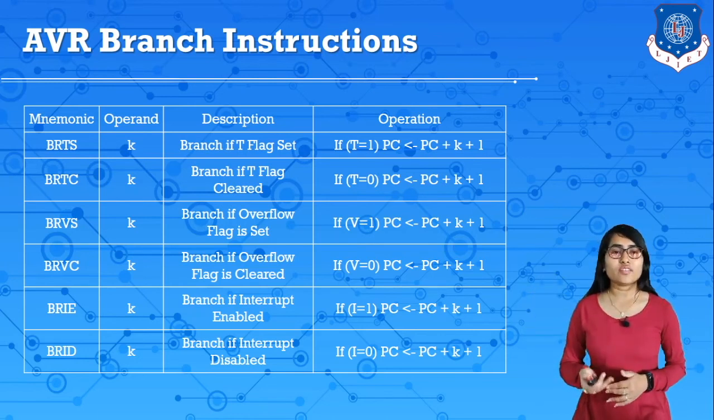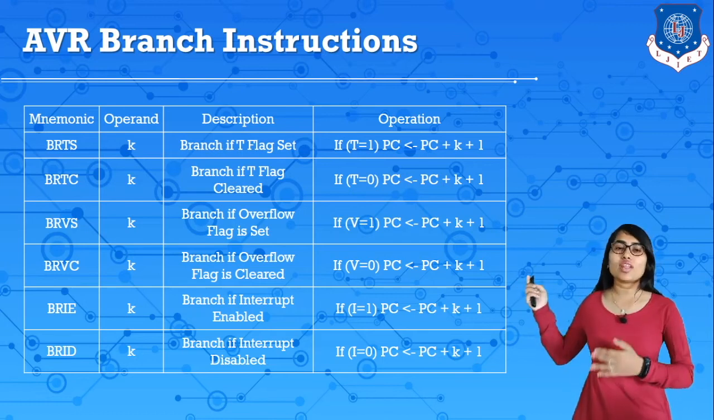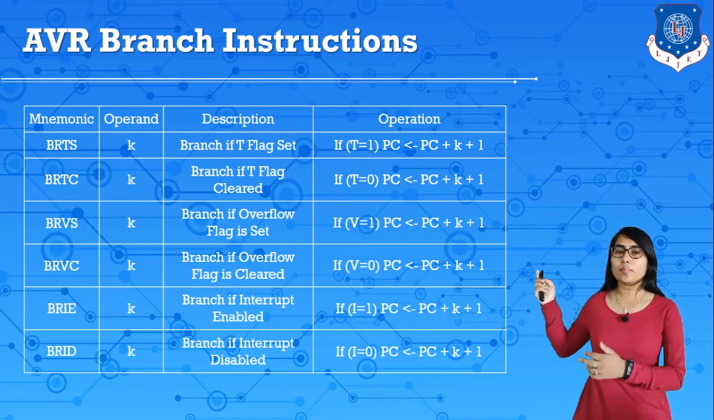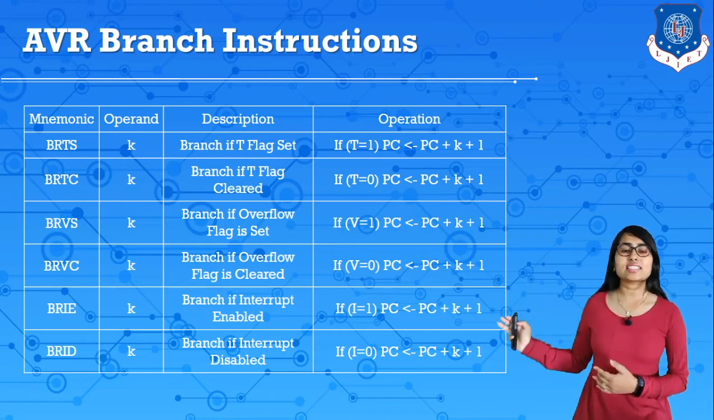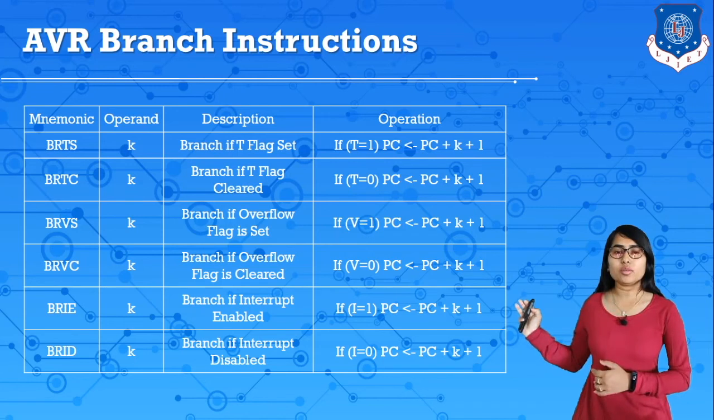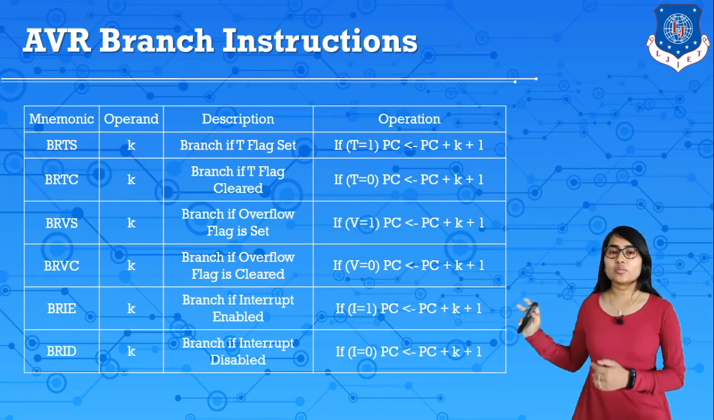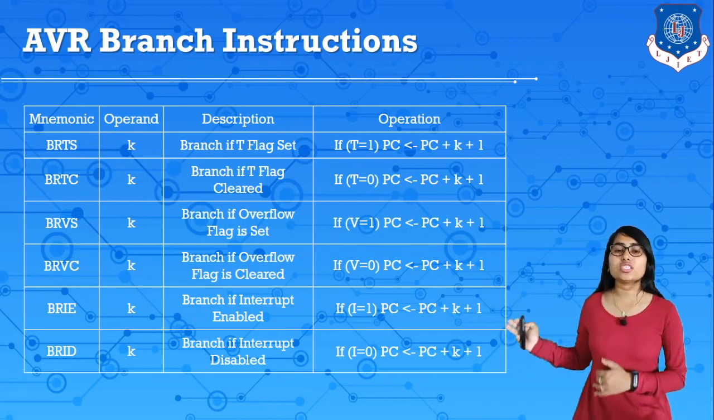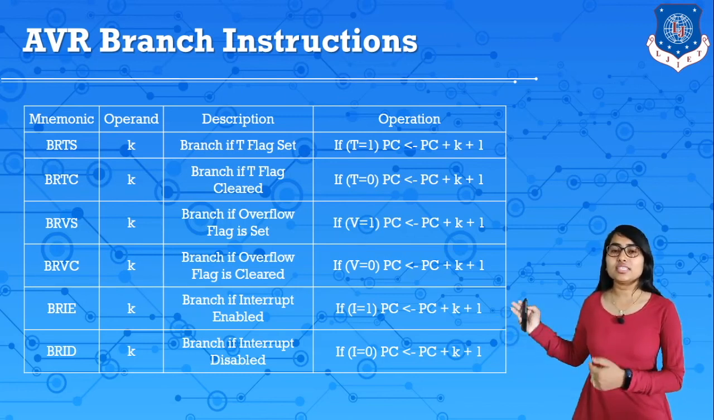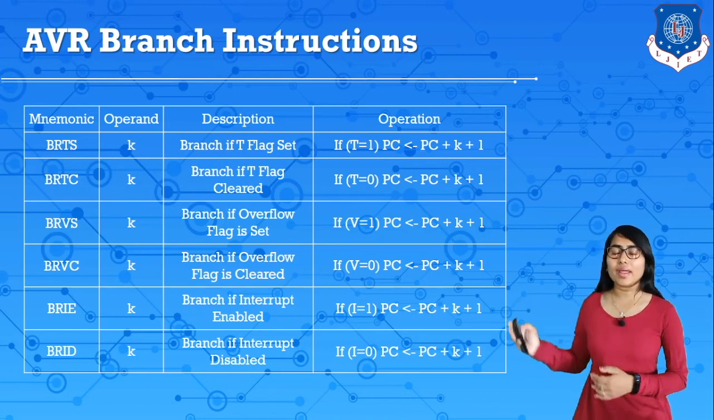Now we have BRVS and BRVC, for branch if overflow flag is set and branch if overflow flag is clear. So if V equals 1, then jump to that location, and if V equals 0, then jump to that location. So this is for the overflow flag. Now next is BRIE for the interrupt enabled flag. BRIE means branch if interrupt enabled, that means if I equals 1, then jump. And next is BRID, that means branch if interrupt is disabled, that means if I equals 0, then jump to that location.